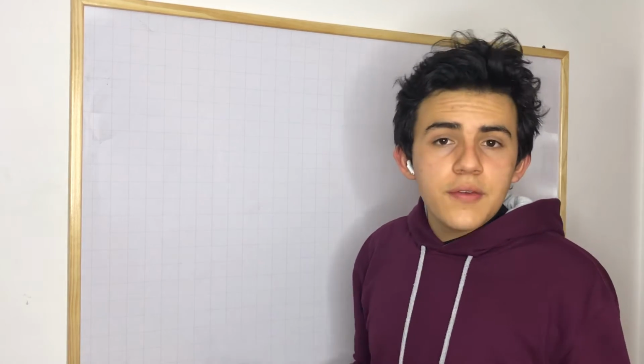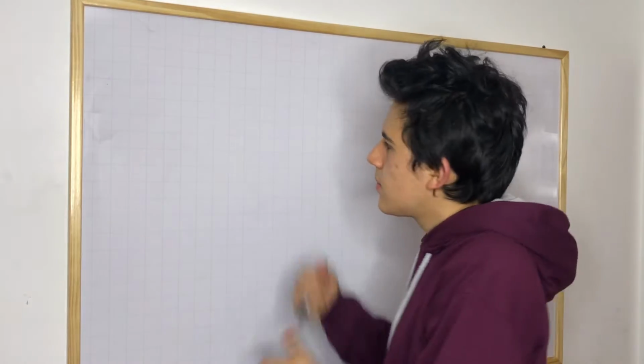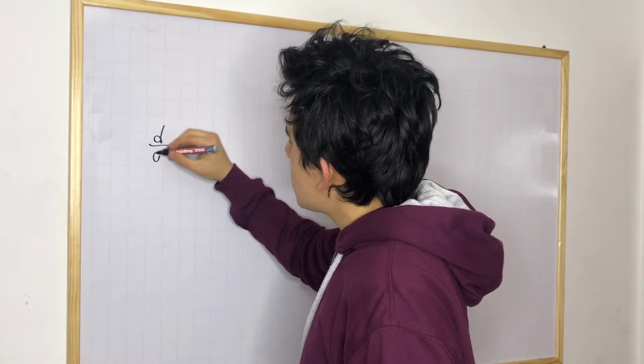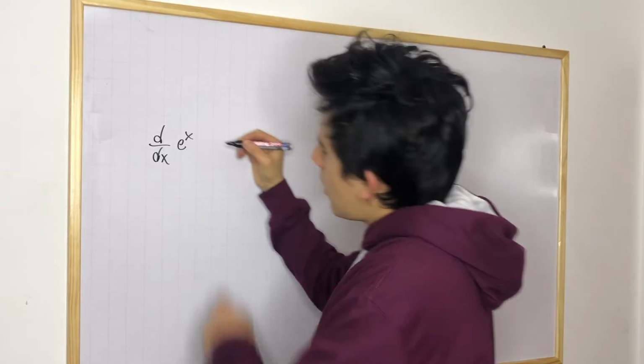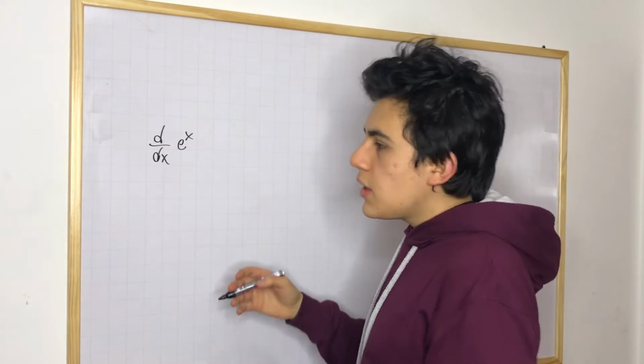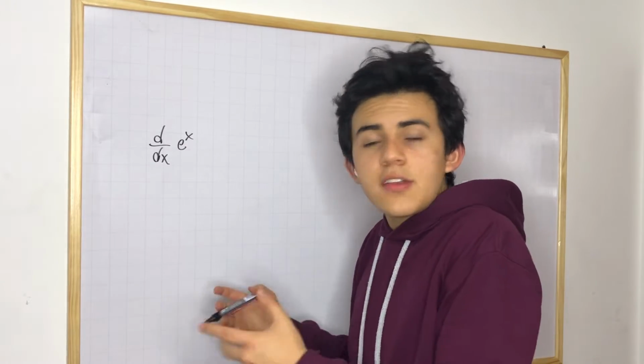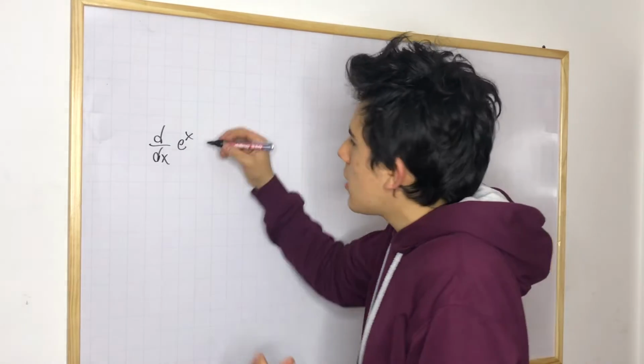Let me show you how you differentiate e to the x. So if we have this, how do we do this? Well, what we can do is basically the chain rule, okay? It's a pretty easy rule to remember, and it goes like this.